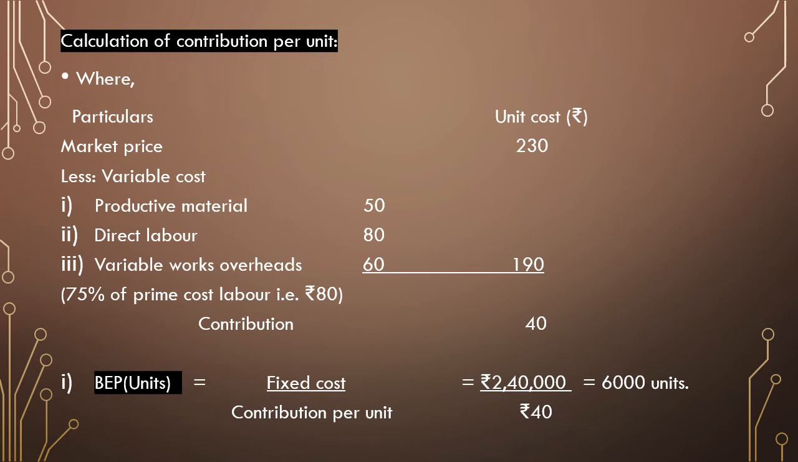So our first calculation, BEP units, the formula is fixed cost upon contribution per unit. We have the fixed cost, that is fixed overheads, rupees 2,40,000 upon calculated contribution per unit is rupees 40. In this way, we can get the BEP units as 6,000 units.